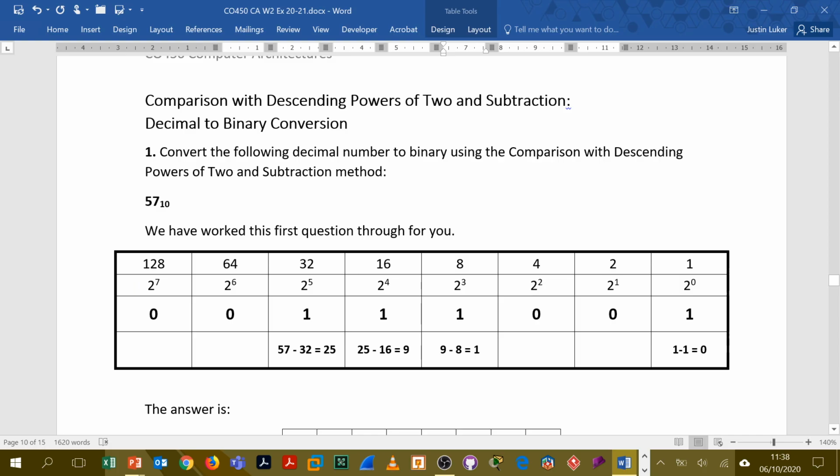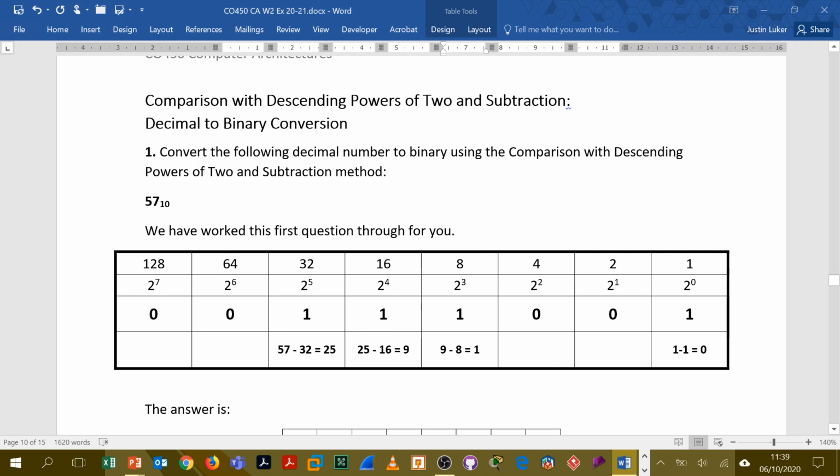As always with the exercise sheet, we've got the first one done for us. In this case, we were converting 57 as a decimal number to binary. So we looked through our powers. The first power that we could subtract from 57 was 32, so it's less than 57. So we took 32 away. So 57 minus 32 left us with 25. And then the next power was 16. So 25, we can minus 16 from that and put a 1 here.